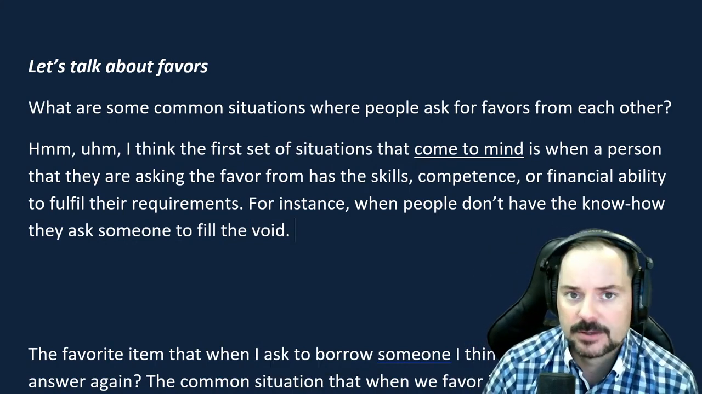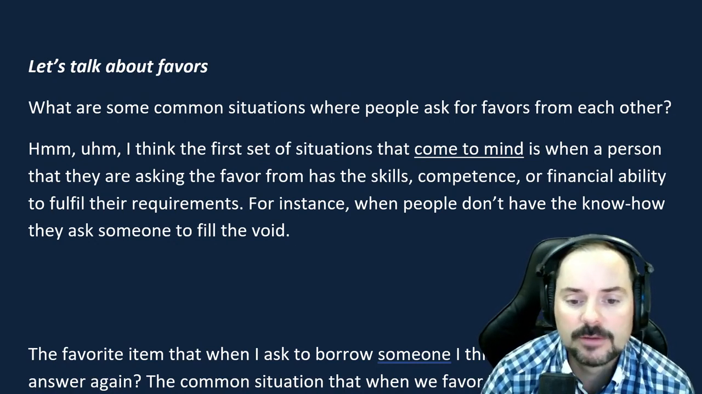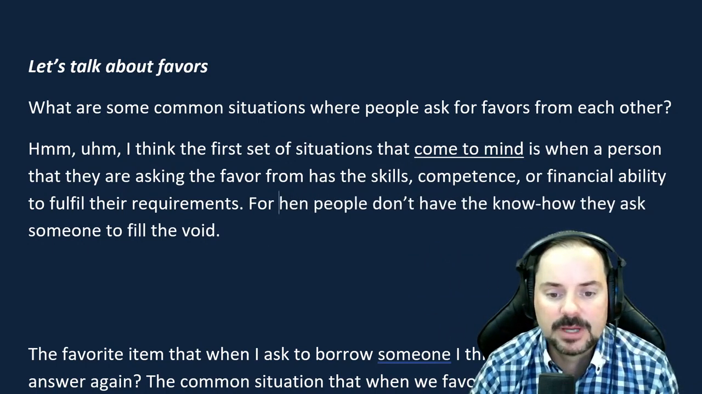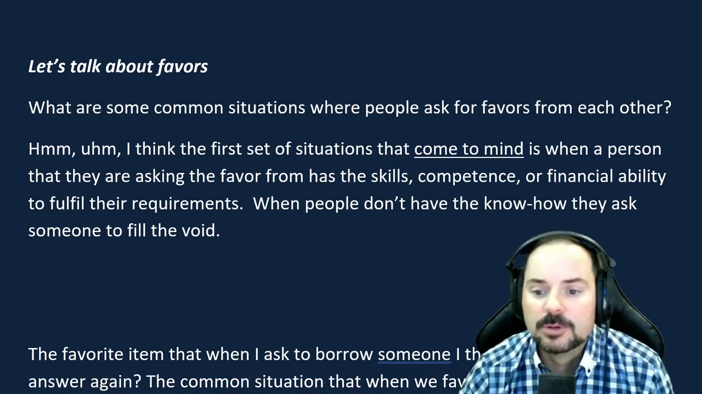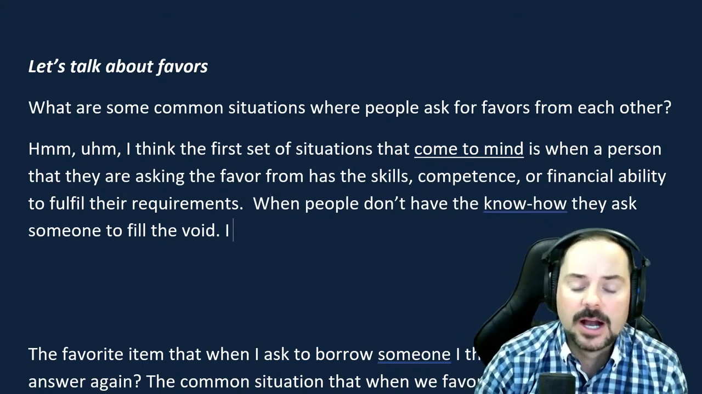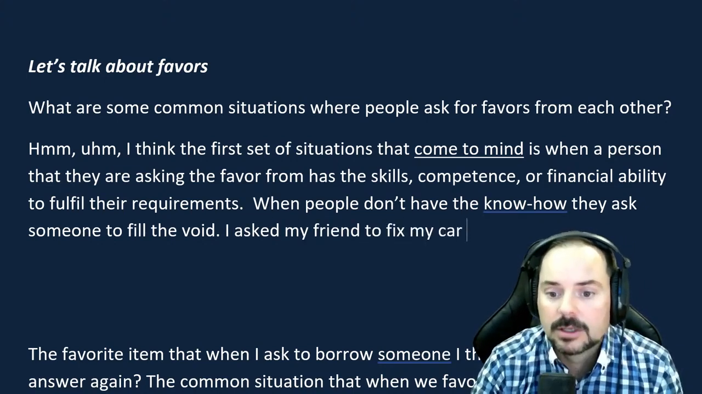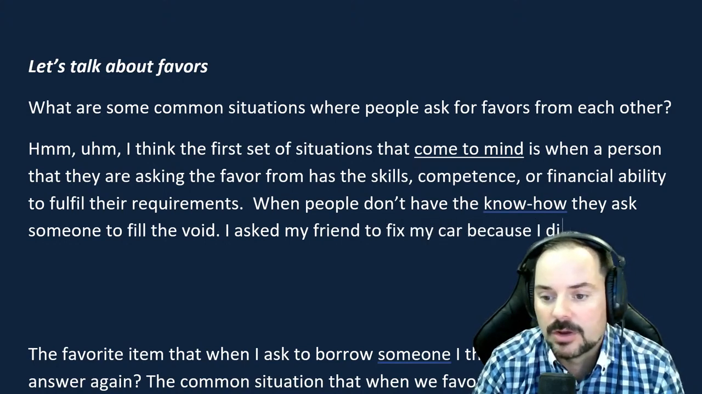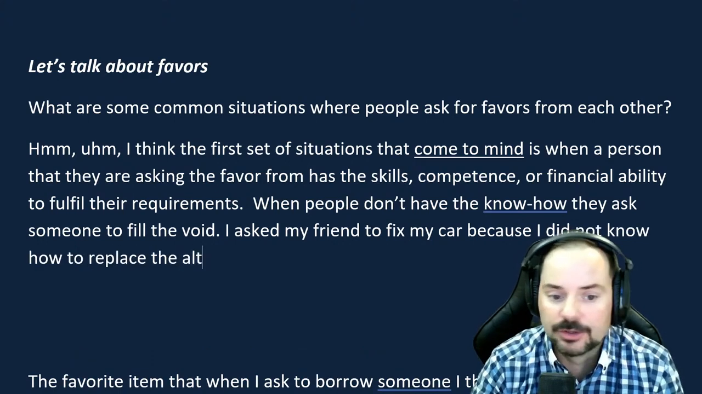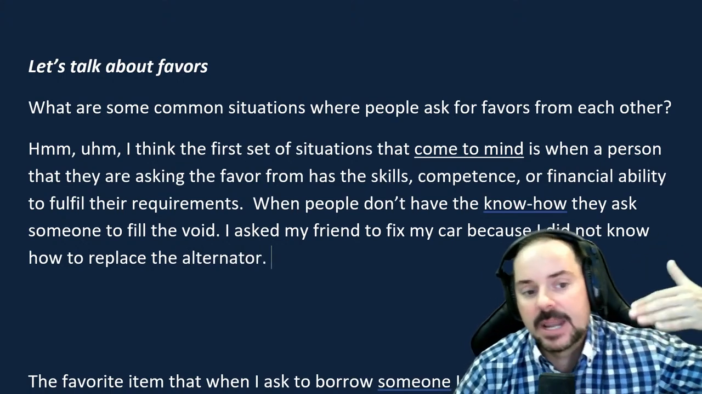Be specific, okay? So you can just jump into a favor, and avoid the phrase for instance. It's like saying, for example, the examiner might interrupt you. So you can just say, when people don't have the know-how, they ask someone to fill the void. I asked my friend to fix my car because I did not know how to replace the alternator, for instance, right? So that's how you push that to a band 9, okay?